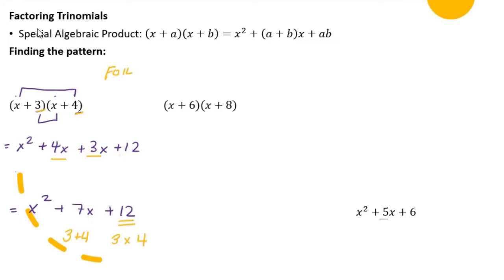So what do we see? We see that the last term is the product of 3 and 4, and the middle term is the sum of 3 and 4. So our pattern will always look the same. The 3 and the 4 are chosen because their sum is 7 and their product is 12.